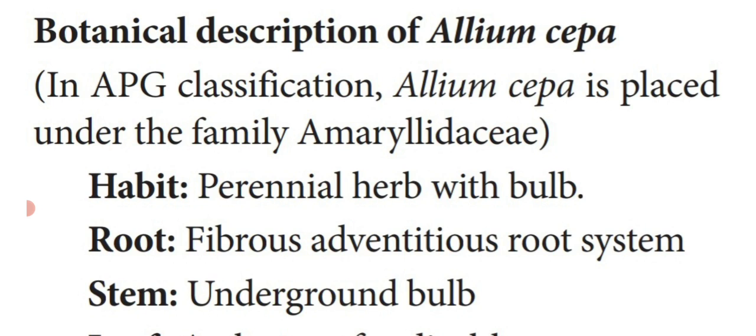Habit: it is a perennial herb plant. That means perennial means more than 2 years. The life cycle is going together with a bulb. So bulb means it is the underground stem modification. A part of a stem which grows towards the soil and stores the food material, and the shape is modified into bulb shape. That is said to be perennial herb with a bulb.